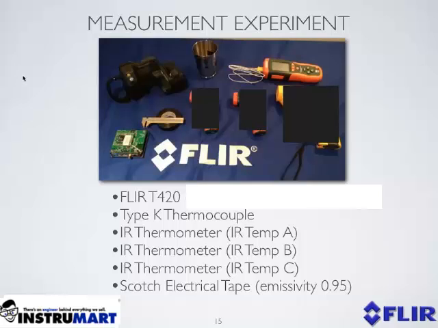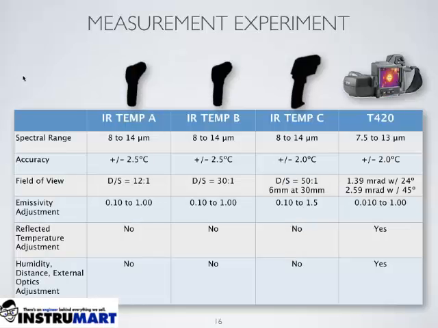In slide 16, I have a chart that compares the key specifications for our IR measurement instruments. From the chart, we see our instruments have certain specifications in common. For example, all of our instruments sense infrared radiation, and they sense that radiation in the long wave spectral band. They all have similar specified accuracy specifications. They all have adjustable emissivity settings.